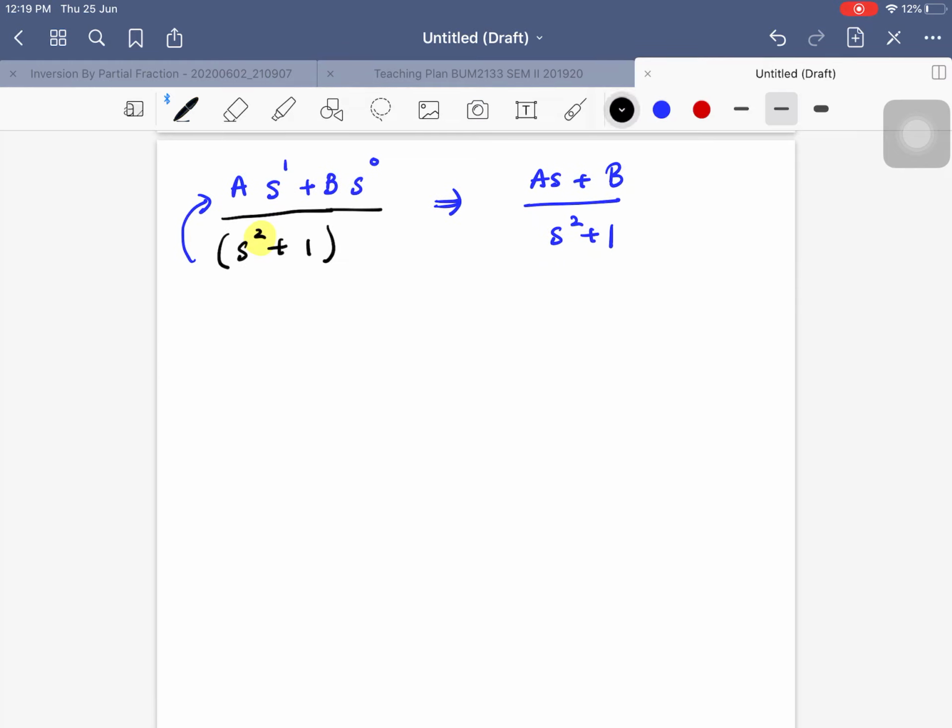Well, let me show you another example. Now I have a cubic expression, which is given by s cubed plus s squared plus 1.